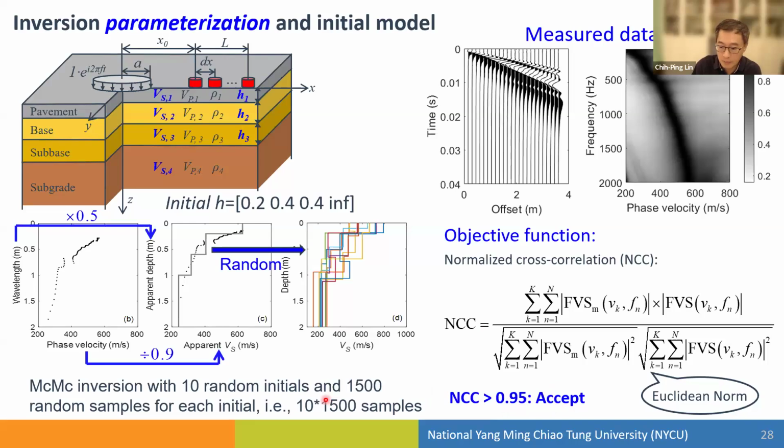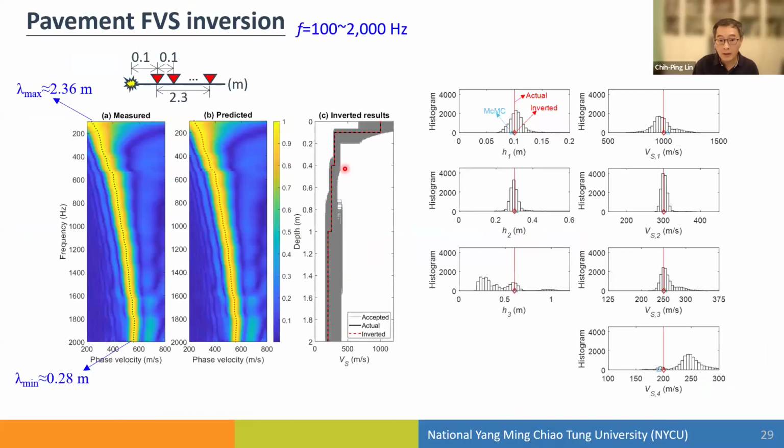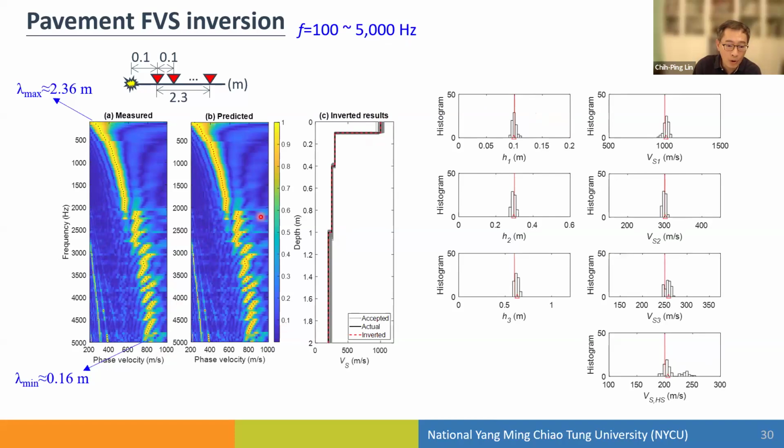So we can perform this Markov-Chain Monte Carlo inversion, and this is a synthetic case, all right? So we have the measured dispersion spectrum, and the black line is the actual profile. The red line is inverted. This is a predicted spectrum. In this case, we use 100 hertz to 2000 hertz. And these are the histograms, the variation. The gray lines are accepted profiles, okay? And when we incorporate more higher frequency, we have smaller wavelengths, and you see the uncertainty is greatly reduced.